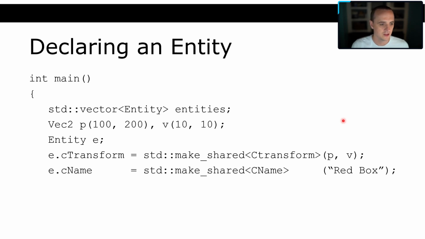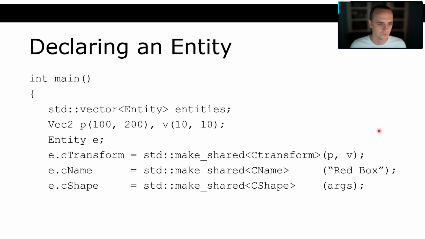All right. Similarly, if I wanted to set up the name component, I could say e.cName equals std::make_shared CName, and as the constructor argument I can say redbox. I've just put in some spaces here between the template argument and the parentheses to make it a little bit easier to read. And then maybe I also have the shape. I'm going to make_shared CShape with the arguments.